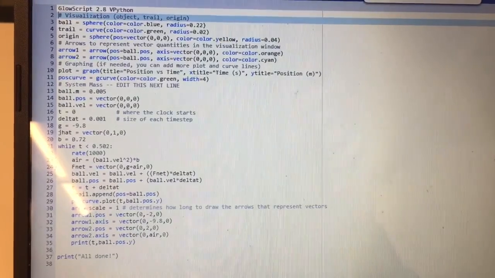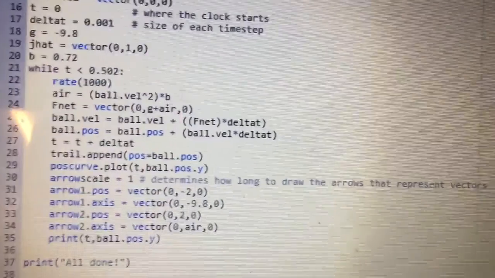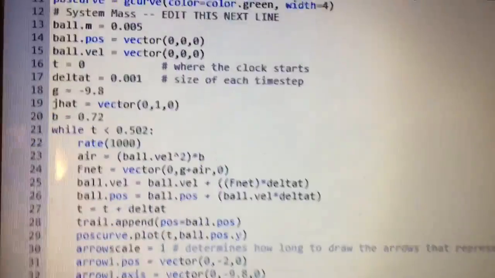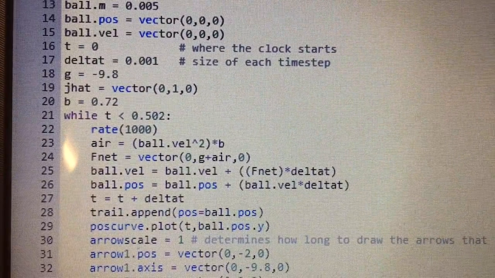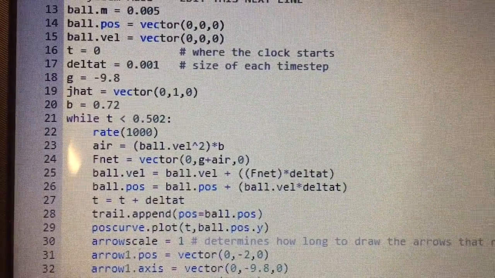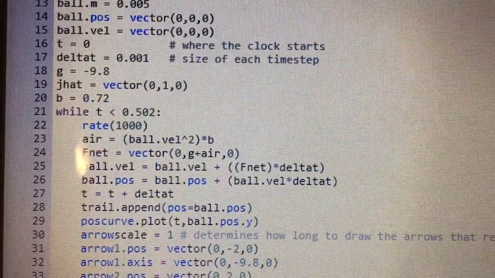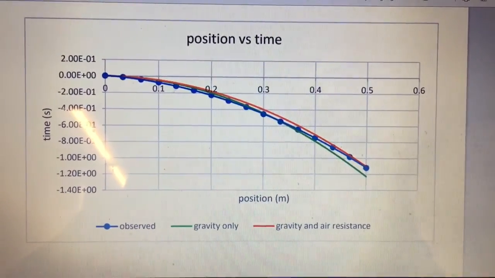Here's the code I used for the model which incorporates air resistance. As you can see, there is still gravity there, but there is also the force of air resistance, which is the velocity of the ball squared times a constant b, and the sum of the forces is gravity plus the air resistance. Here are the three position versus time graphs plotted.